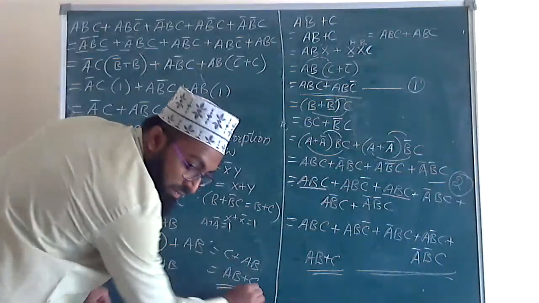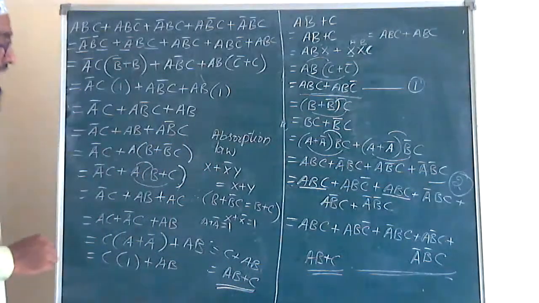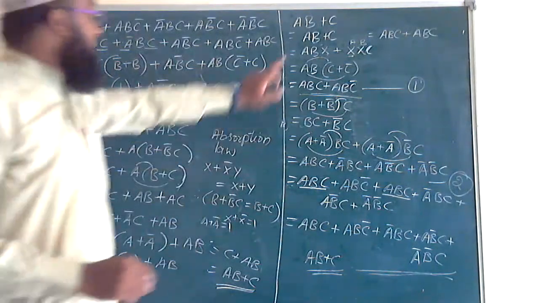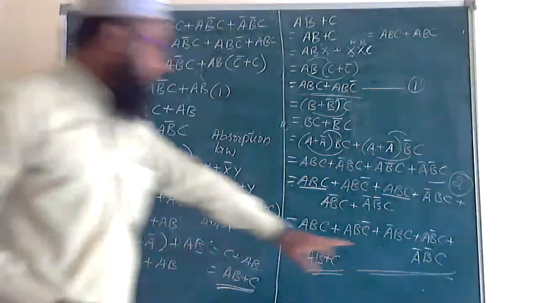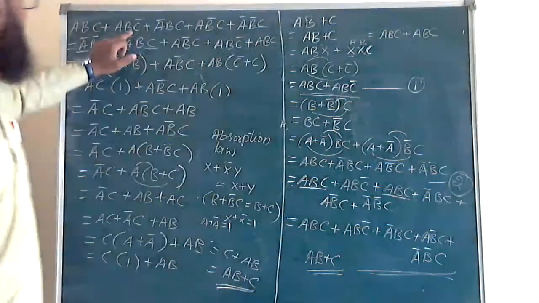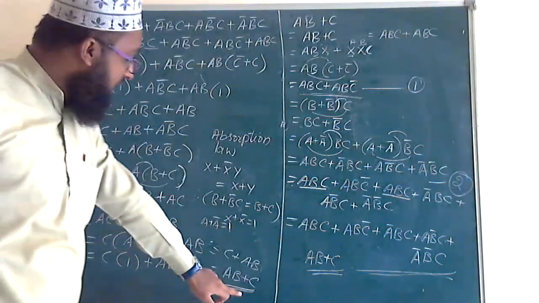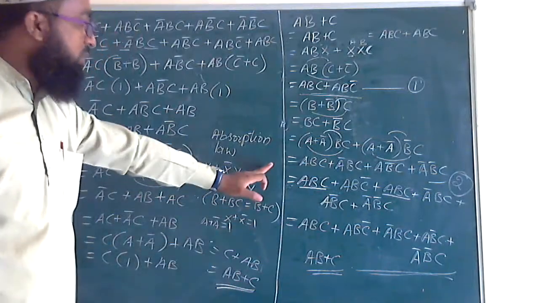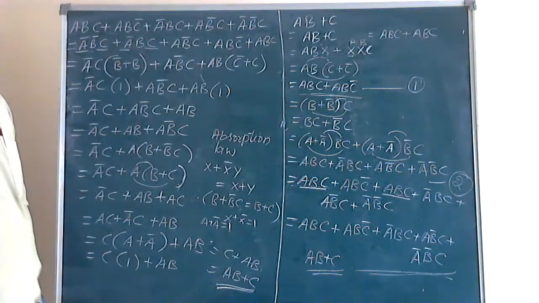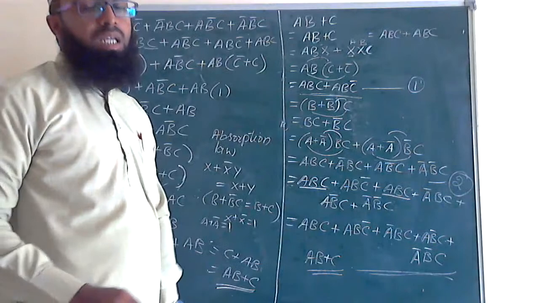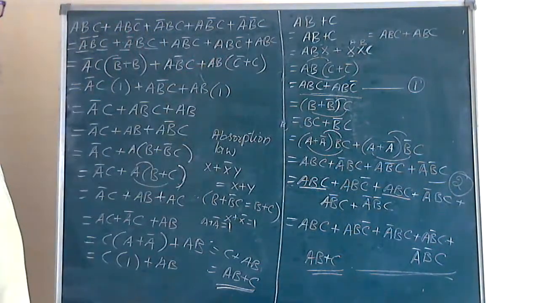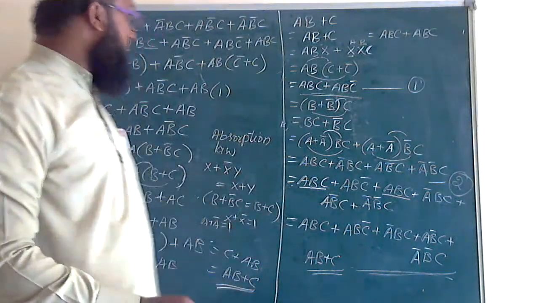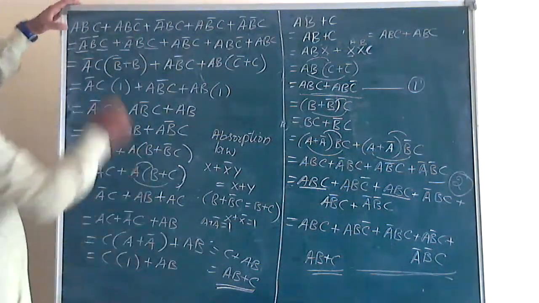So finally, we have got the result as ab plus c. Look here, from ab plus c, we have derived this expanded expression, and from this expression, we have again derived ab plus c. So this means our expansion of an expression is true. I will explain one more time.